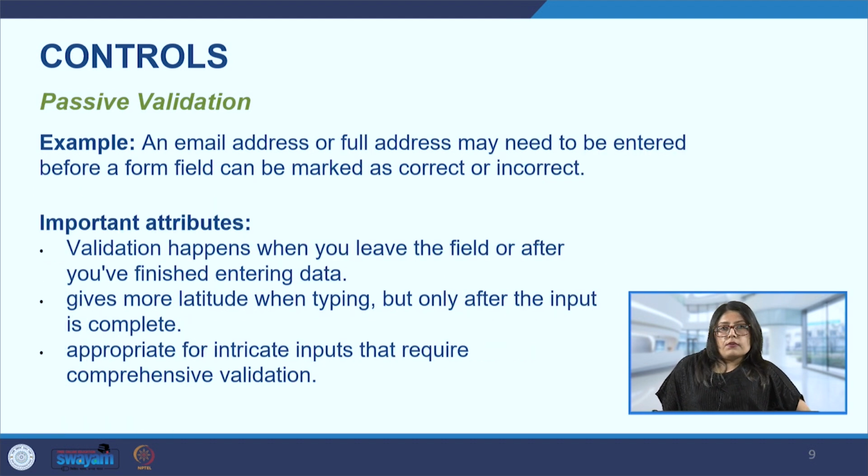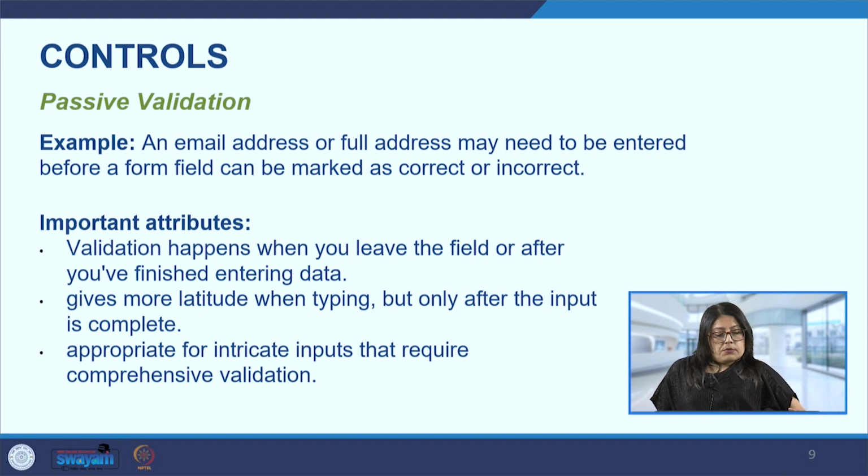Next is the passive validation. Here, for example, if somebody is entering an email, the system will allow the person to enter the entire email. And if, at the end of the email, somebody has made some error, for example, instead of Gmail they have added P mail or some similar mistake, then once they have finished entering, only then will the system communicate that there is an error, because it does not recognize the P mail that the user has mistakenly entered there.